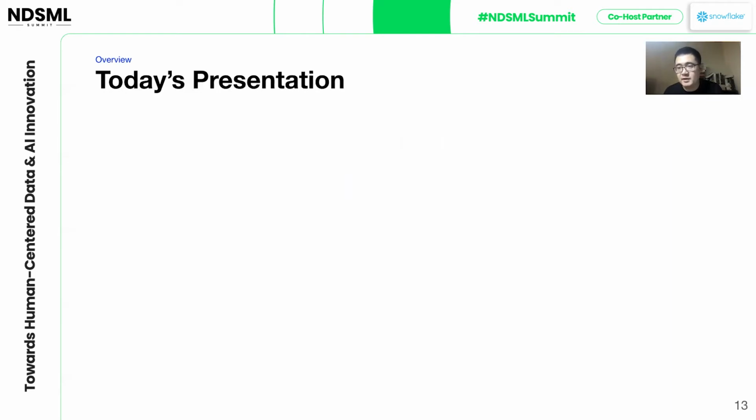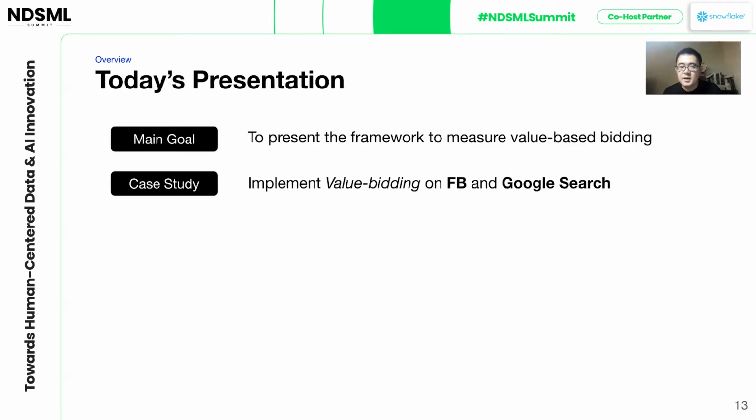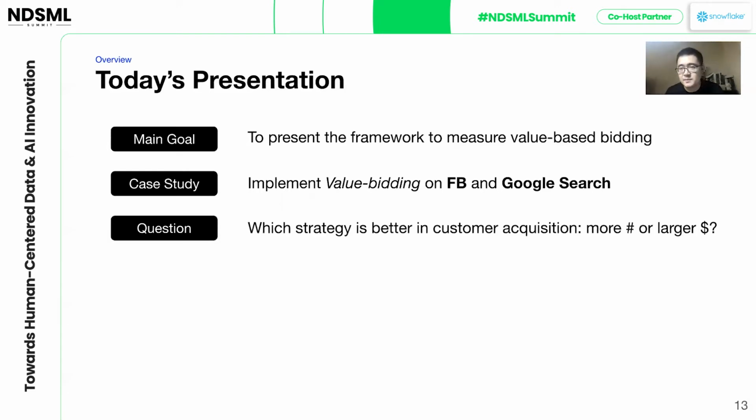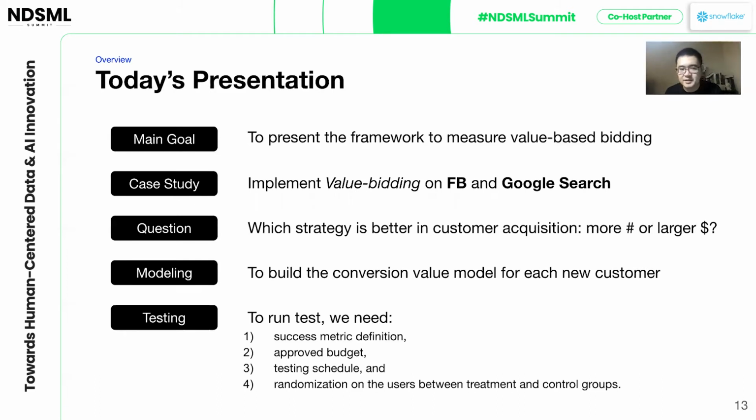Now I'm going to give another overview of the goal of our project. The goal is to measure the performance of the value bidding. The case study is on Facebook and Google. The question is, if you are not sure which one works better, conversion or value bidding, we are going to measure it. And to measure that, we need to have a model to model the customer value and then run the A/B tests. So that's the process we are going to talk about today.